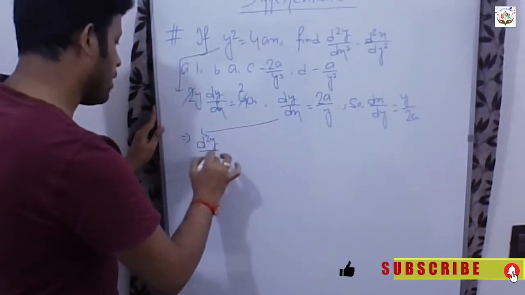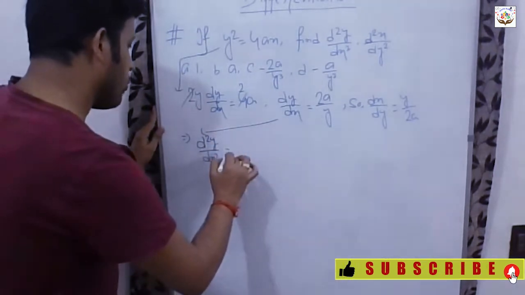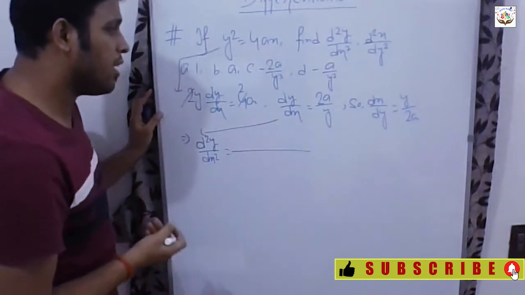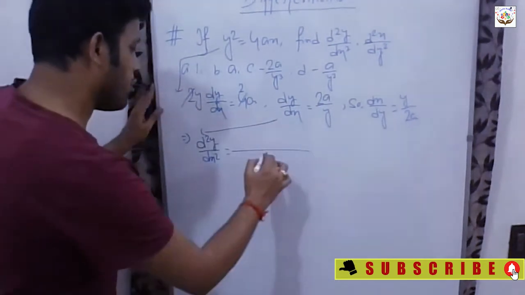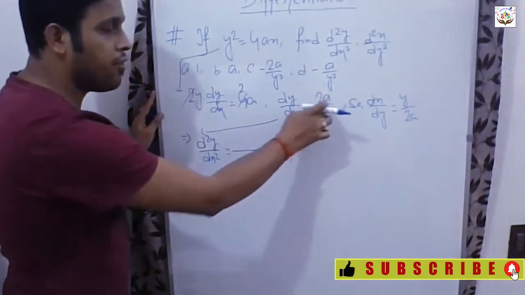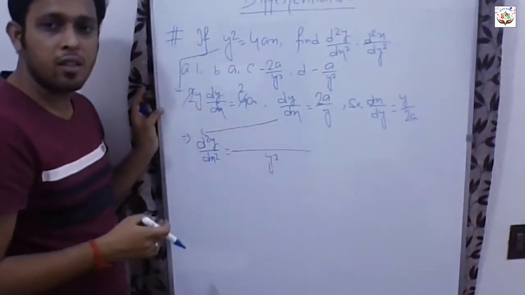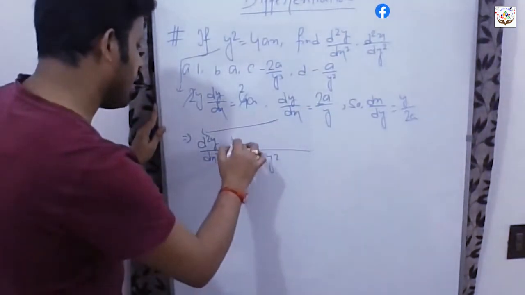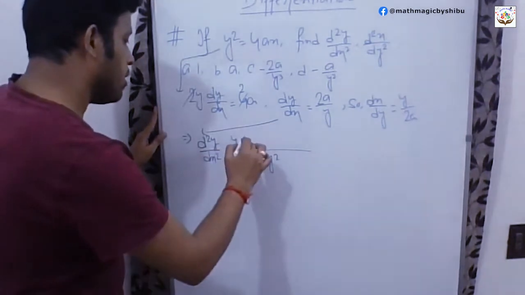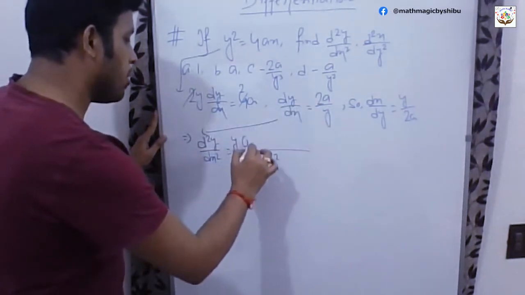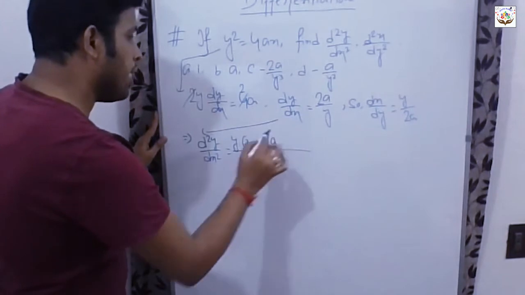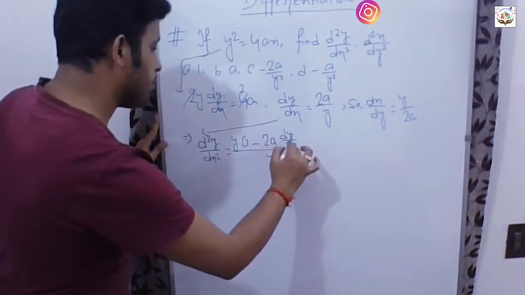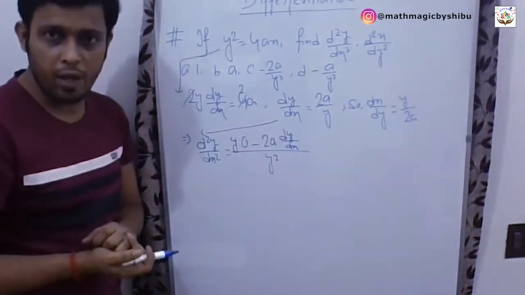So d2y by dx square would be equals to, and you can consider it as the u by v function. So in the denominator we have v square, right? So in the numerator we have v into differentiation of 2a would be 0 minus 2a into differentiation of y, which would be dy dx.